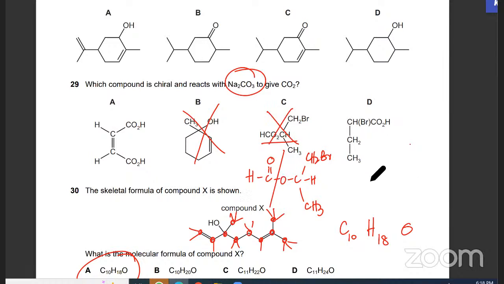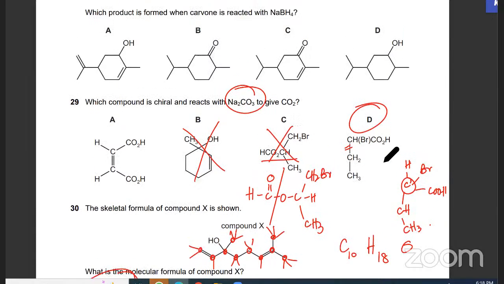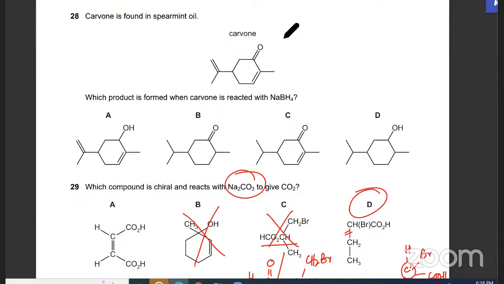Which one is chiral? D. D is chiral because it's this carbon C with H, and there's a Br branch as well, and it's got a carboxylic acid, and you got a CH2, and you got a CH3. So this carbon over here is chiral.